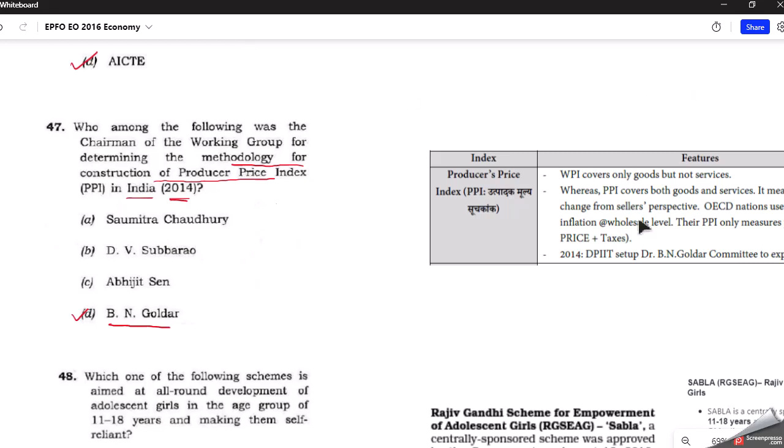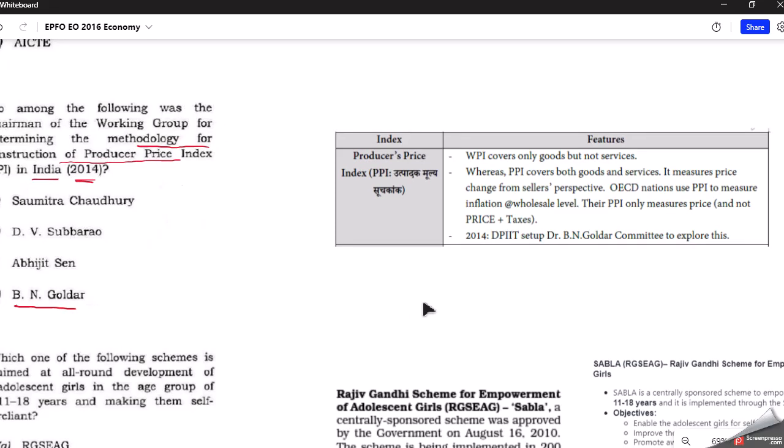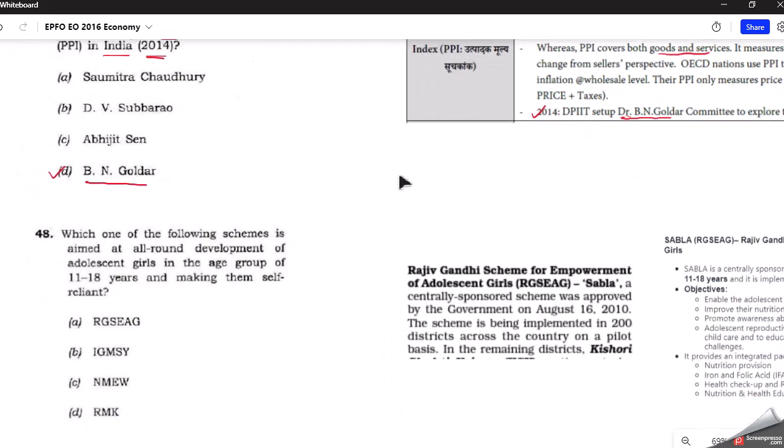And if you have prepared economy from Monal sir or any other faculty, you could have easily answered this question because he has covered this in his handout as well. The producer price index is one which covers both goods and services. So D is the correct answer here.